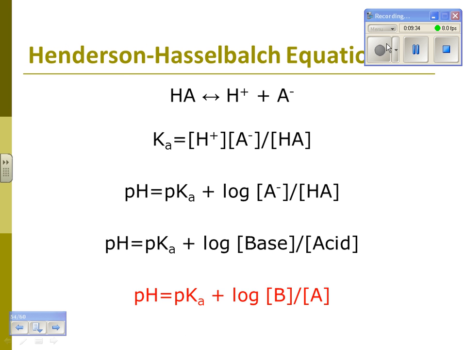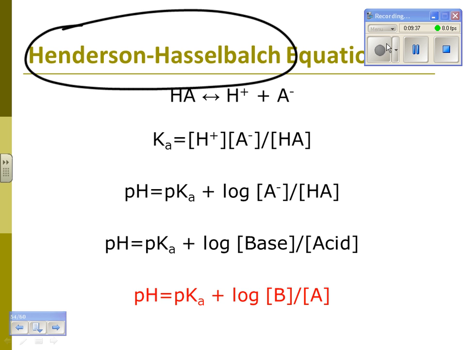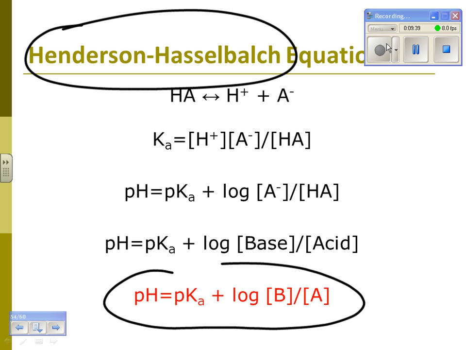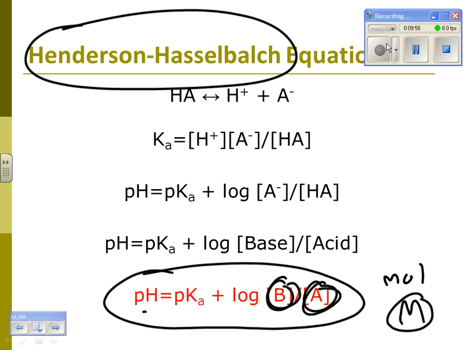Anytime you're working with a buffer solution, you're using the Henderson-Hasselbalch equation. This is another one you have to memorize. So it's pH equals the pKa plus the log of base over acid. Always base over acid. And that can be in moles or molarity, as long as they're both the same, it's a ratio. So most of the time you're going to get it in molarity, but in the labs you might get it in moles. It's okay, as long as they're both in the same unit. It's all about the ratio.